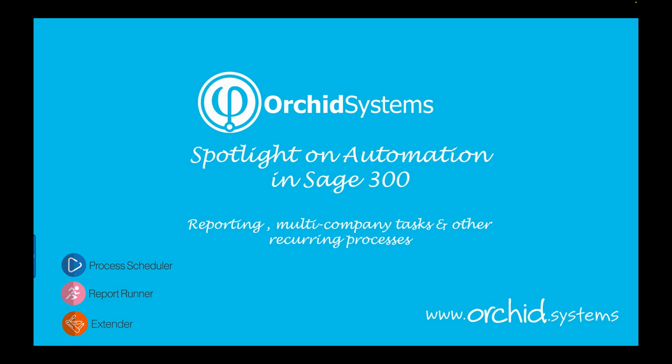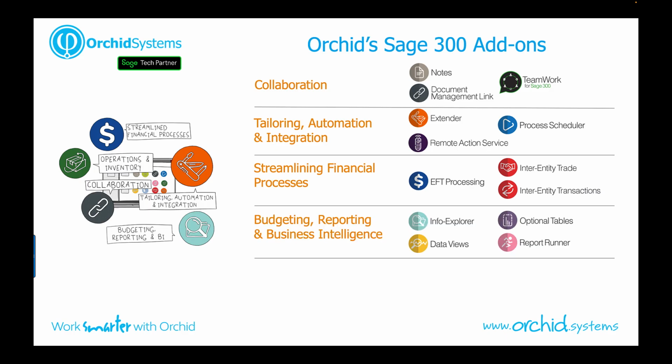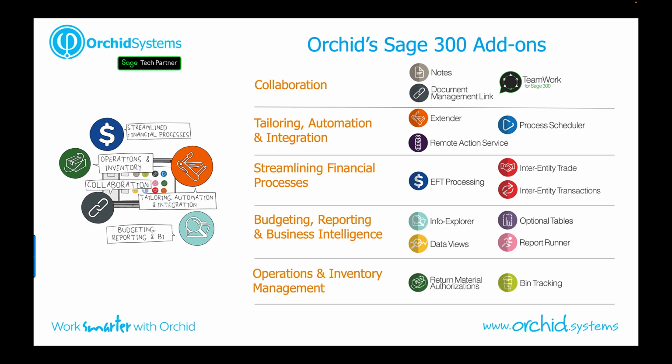Welcome to our April 2026 webinar for a spotlight on automation in Sage 300 using Process Scheduler, Report Runner and Extender. We will focus on reporting and other tasks particularly relevant for companies running multiple entities in Sage 300. Among the range of Orchid add-ons for Sage 300, today we will concentrate on our tailoring and automation suite of products, mainly Process Scheduler and Extender. And on the reporting front, we will present Report Runner, mainly Financial Report Runner for GL financial reports.